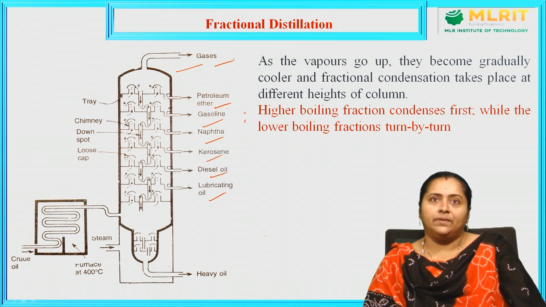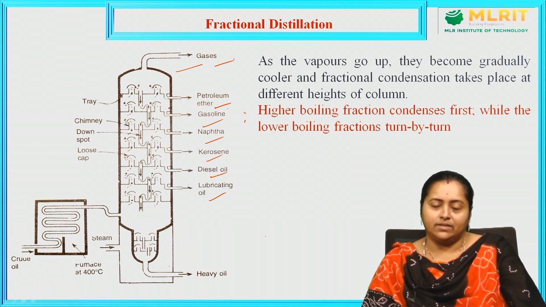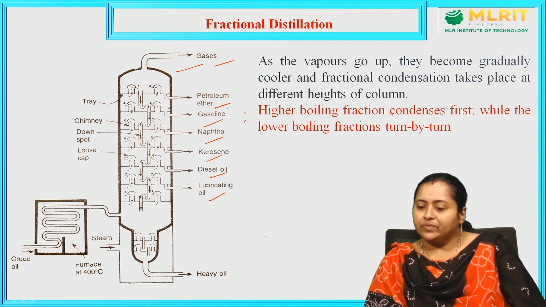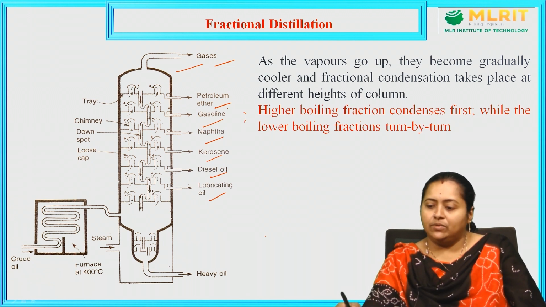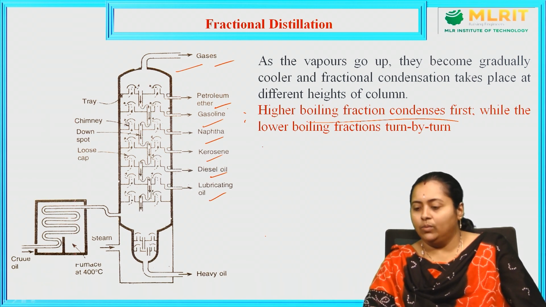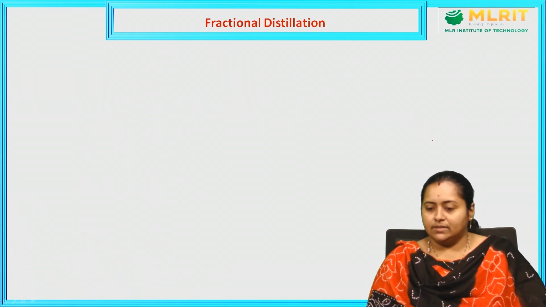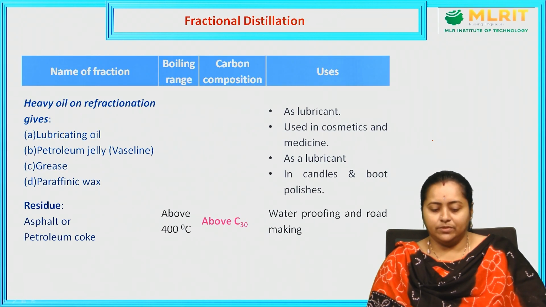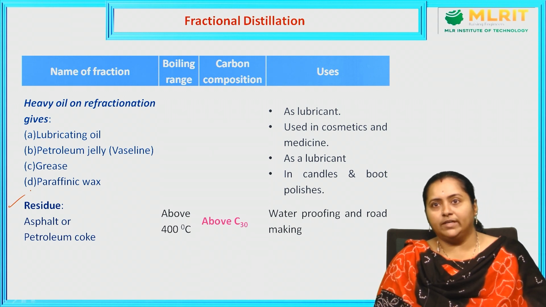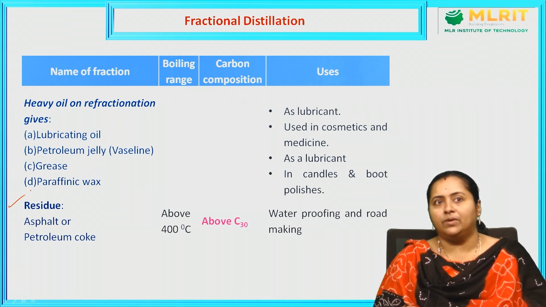So this is what is happening during fractional distillation. After each fraction is separated out, using one separate outlet they will be collected. So what kind of fractions are able to be produced? Let us see. So all these vapors go up and they become gradually cooler, and fractional condensation takes place at the different heights of the column. So the higher boiling fraction condenses first, while the lower boiling fractions follow turn by turn. So let us go with the fractions that are produced first. As I told you, first thing is the residual content, that means above 400 degrees centigrade, if anything is present as a component in the crude oil, as we are heating up to 400 degrees centigrade.